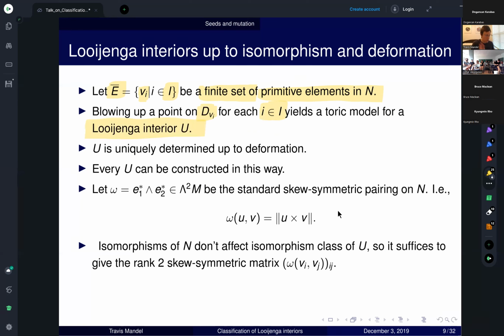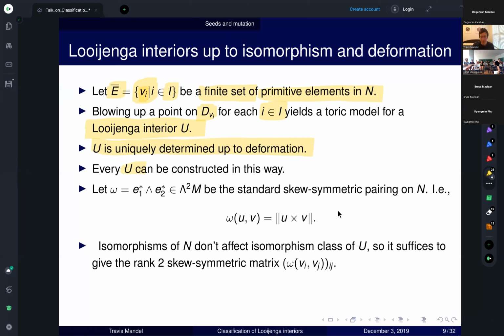So a toric model, up to deformations like I mentioned, is determined just by specifying these v_i. These determine what boundary divisors you're doing your blowups on. So yes, this U is uniquely determined up to deformation, and every Looijenga interior can be constructed in this way.